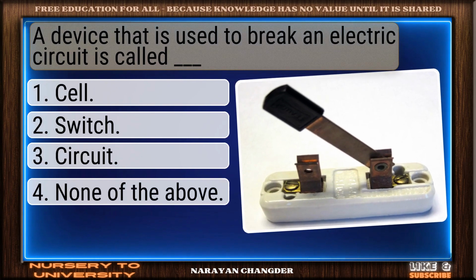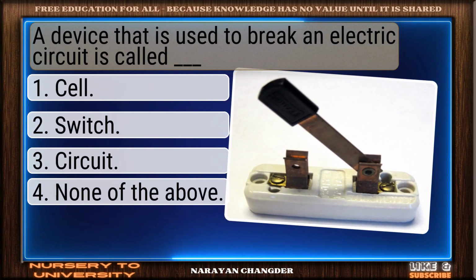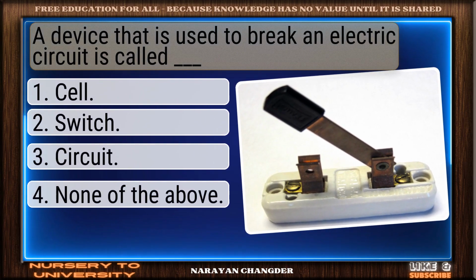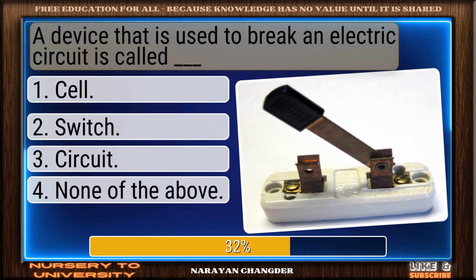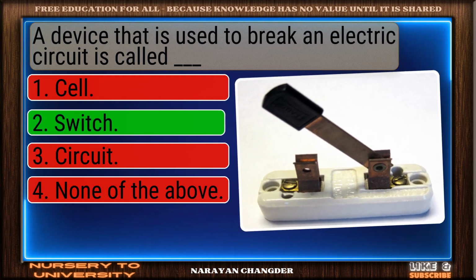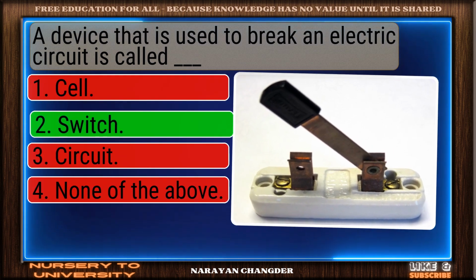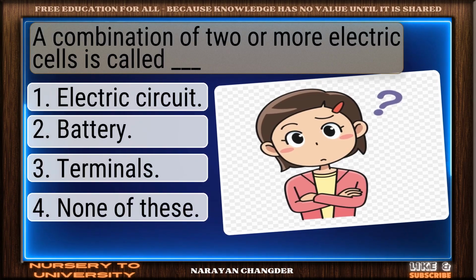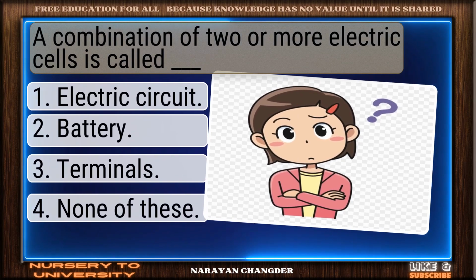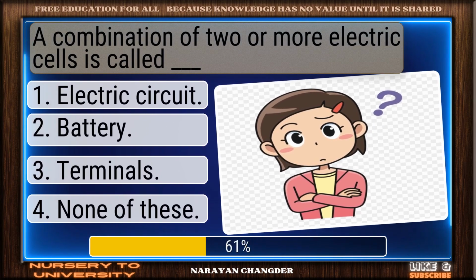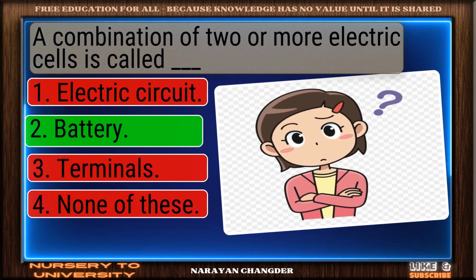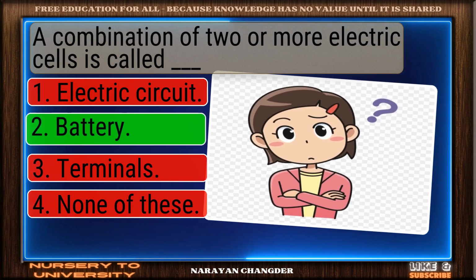A device that is used to break an electric circuit is called dash. Perfect. Switch is the correct choice. A combination of two or more electric cells is called dash. Good thinking. Battery is the right answer.